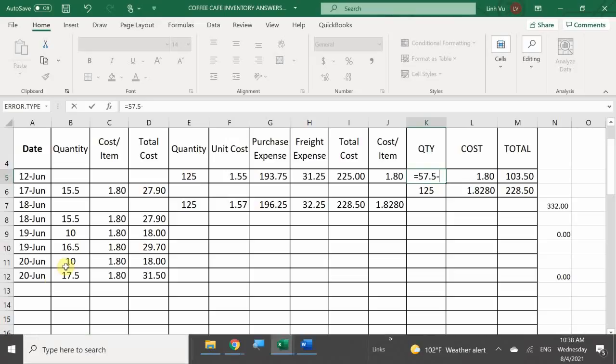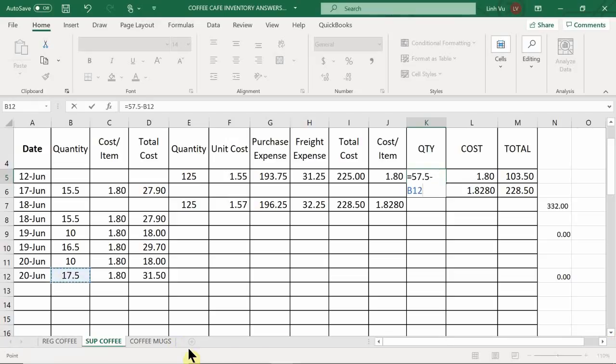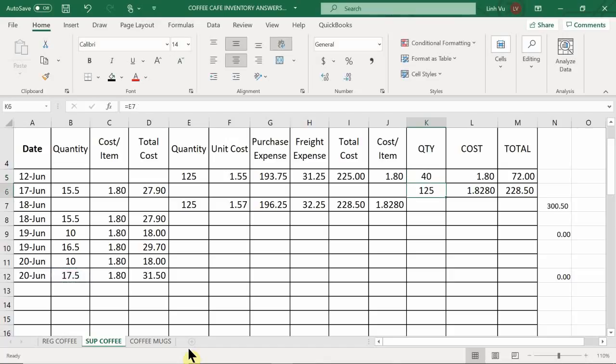So now we have to update our inventory. 57.5 minus 17.5 is 40 at $1.80. We have exactly 40 left in our inventory at $1.80, which gives me a total of $72. With the second batch, gives me a total of $300.50 left in our inventory. Good.